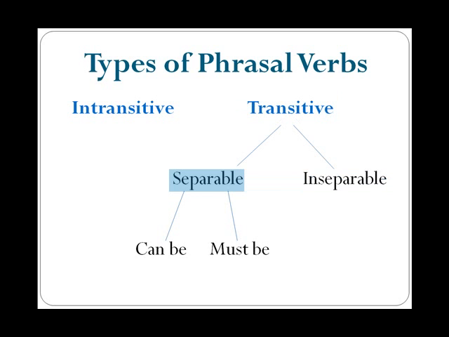Now, if it's separable, probably it can be separated. There's a choice. For example, put on costumes, put costumes on. There are some phrasal verbs that actually must be separated by an object, and we'll see at least one example later in this lesson. I should also note that sometimes a phrasal verb can be more than one type.